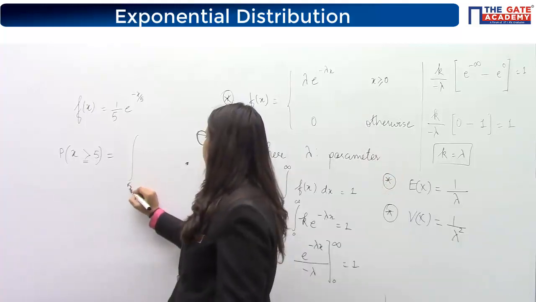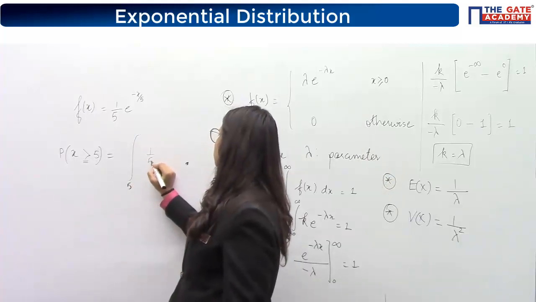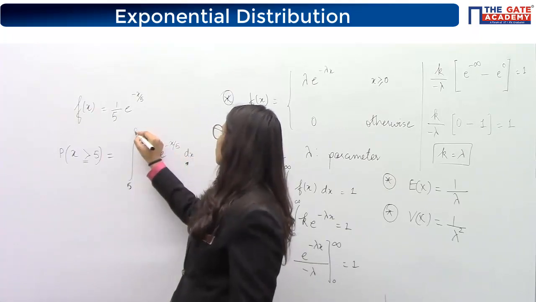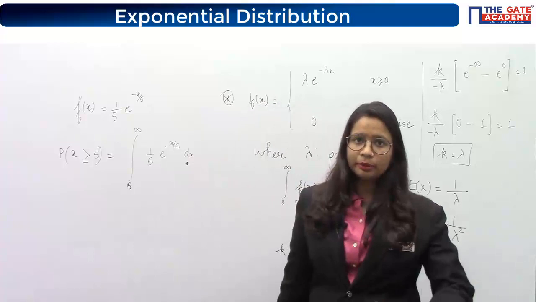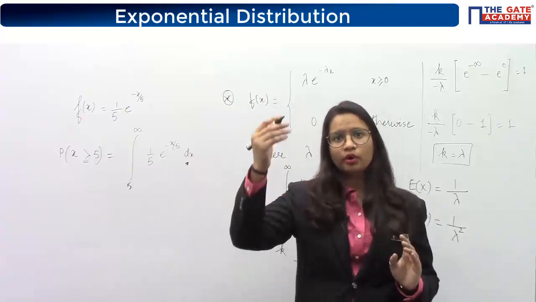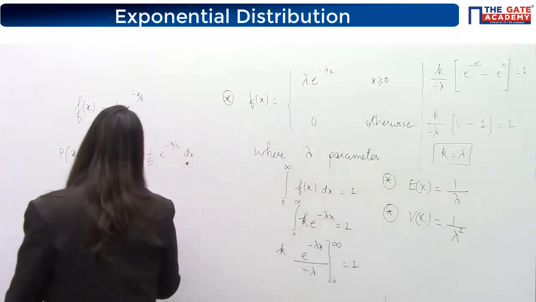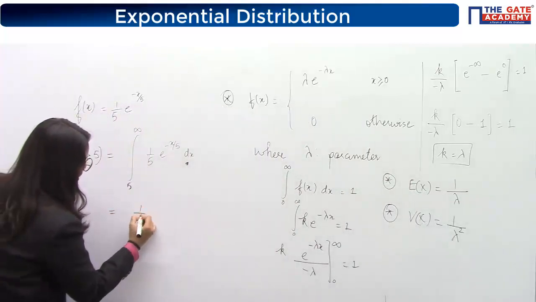So 5 to what should be the upper limit? Upper limit will be infinite, because this is an exponential distribution. You know that it goes up to infinity. Okay. So that's why 5 to infinity. Now just integration question it has become.